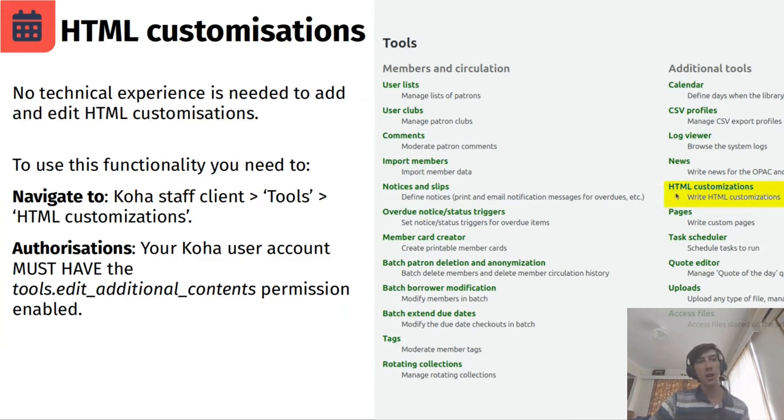What's important to know is even if a library staff member has access to log into the Koha staff client, they do need to have an additional permission enabled to see this HTML customization link. That permission is the edit additional contents permission. Without that enabled, they will not see this link. So that's important to bear in mind. But once you click on the link, you'll see a page of all the different HTML customizations that are in your Koha instance. And you can choose to add more HTML customizations or edit existing ones.